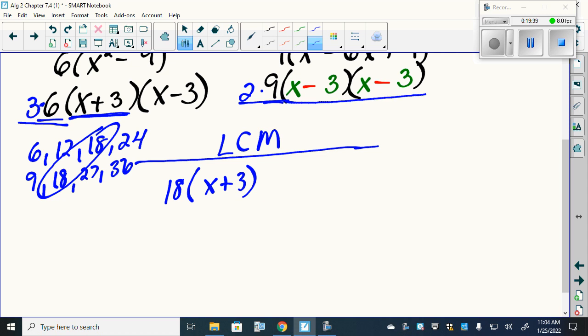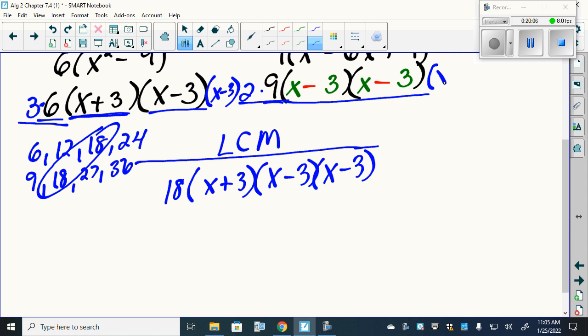Because this one here has it twice, this one here has it once. It really doesn't matter that the one has it once. Since it occurs over here twice, we need it to occur twice. Because if we're going to make them be the exact same, this one here is missing 1 x minus 3, because if we have it twice, well, they both have it twice now.